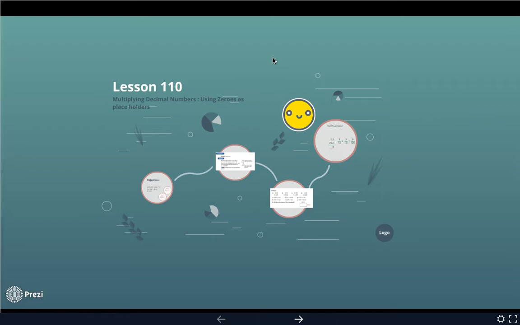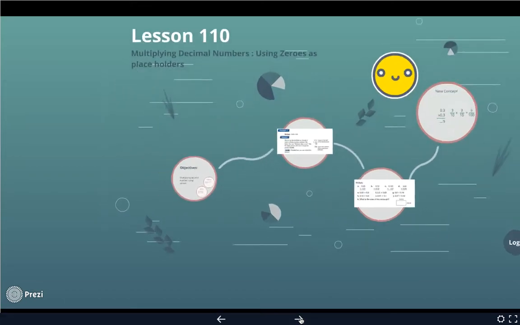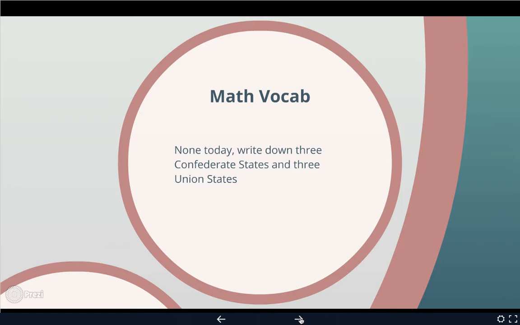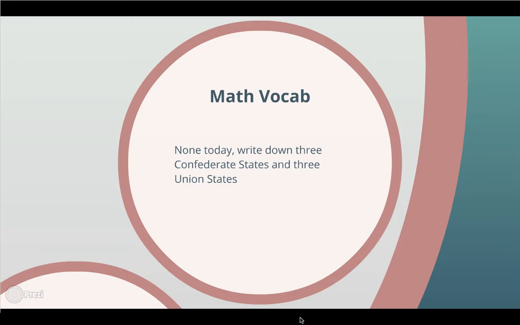We're on lesson 110. That means we only have 10 more lessons to go after this, so pretty exciting. All right, multiplying decimal numbers using zeros as placeholders. It's very similar to yesterday's lesson. Your objective today is to multiply decimal numbers using zeros, and very easy. There's no vocab today, but for the purposes of Ms. Cooley checking on your homework, write down 3 Confederate states and 3 Union states in the vocabulary spot.